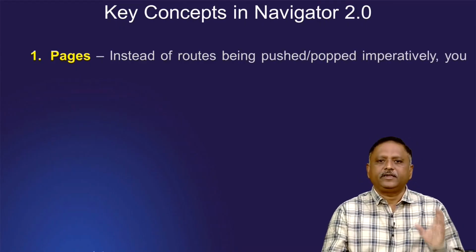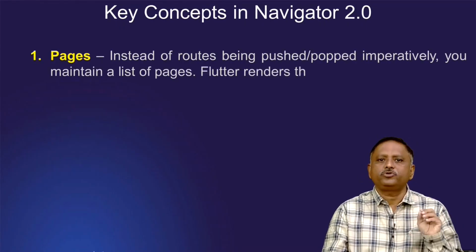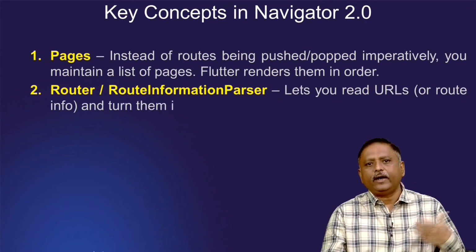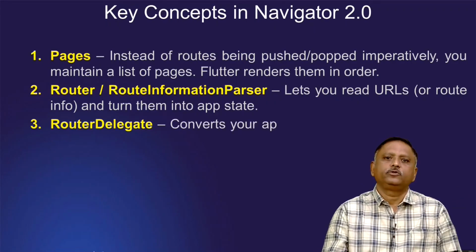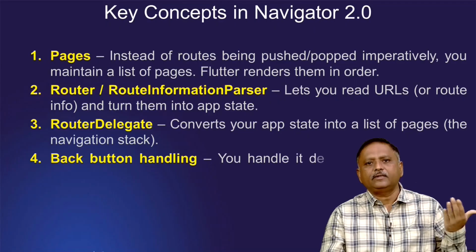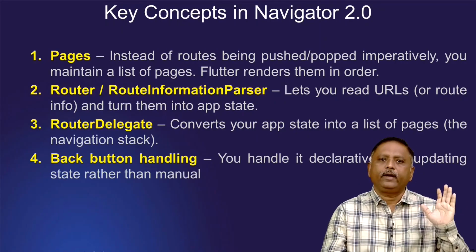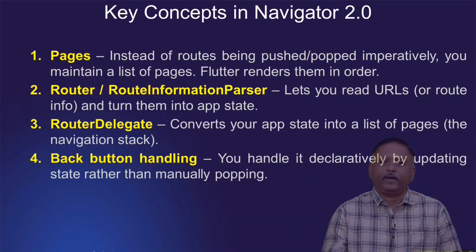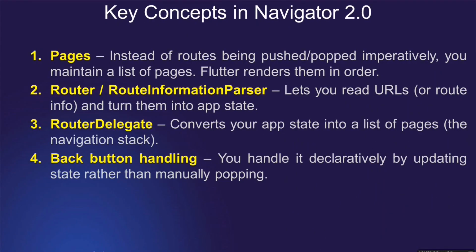The first is pages. Instead of routes being pushed and popped, you maintain a list of pages. Now Flutter renders them in order. Second is the router or route information parser, which lets you read URLs or route info and turn them into app state. The third is the router delegate, which converts your app state into a list of pages, the navigation stack. And there is back button handling, in which you handle it declaratively by updating state rather than manually popping.